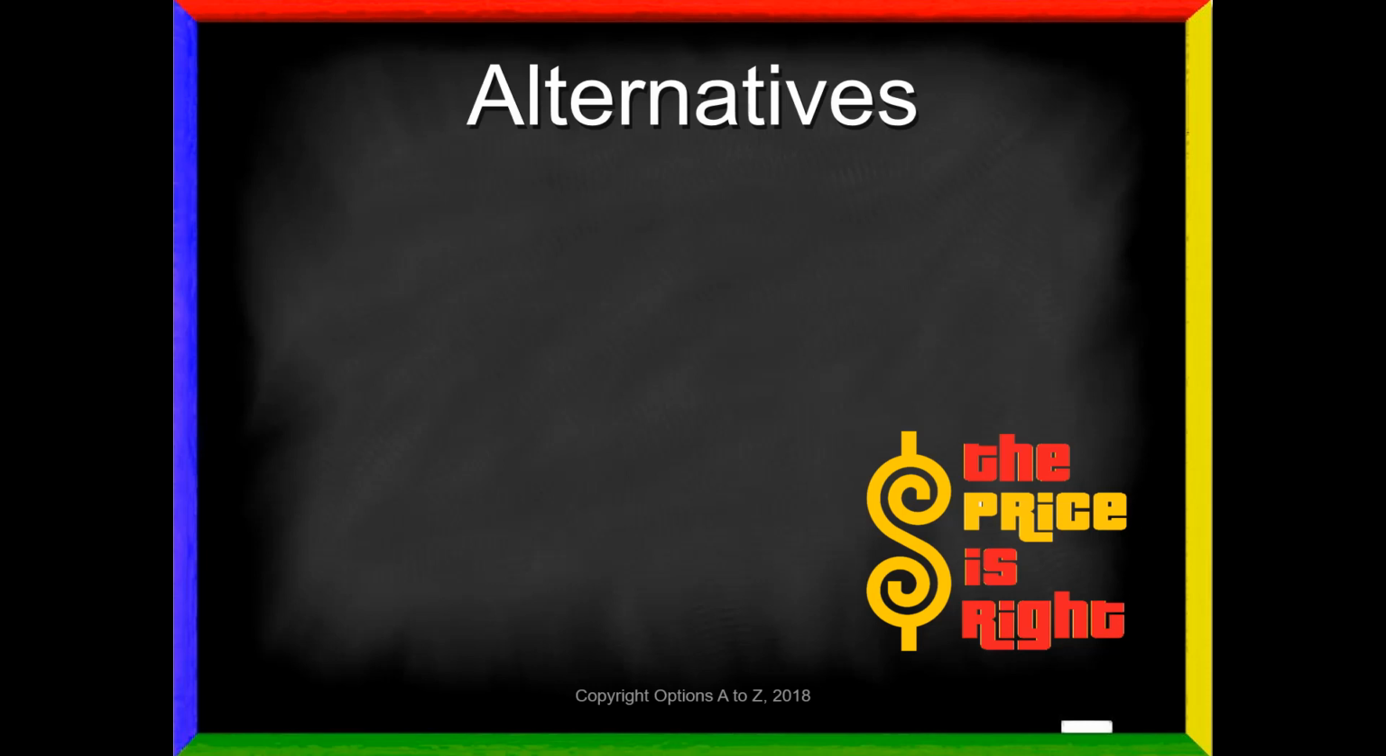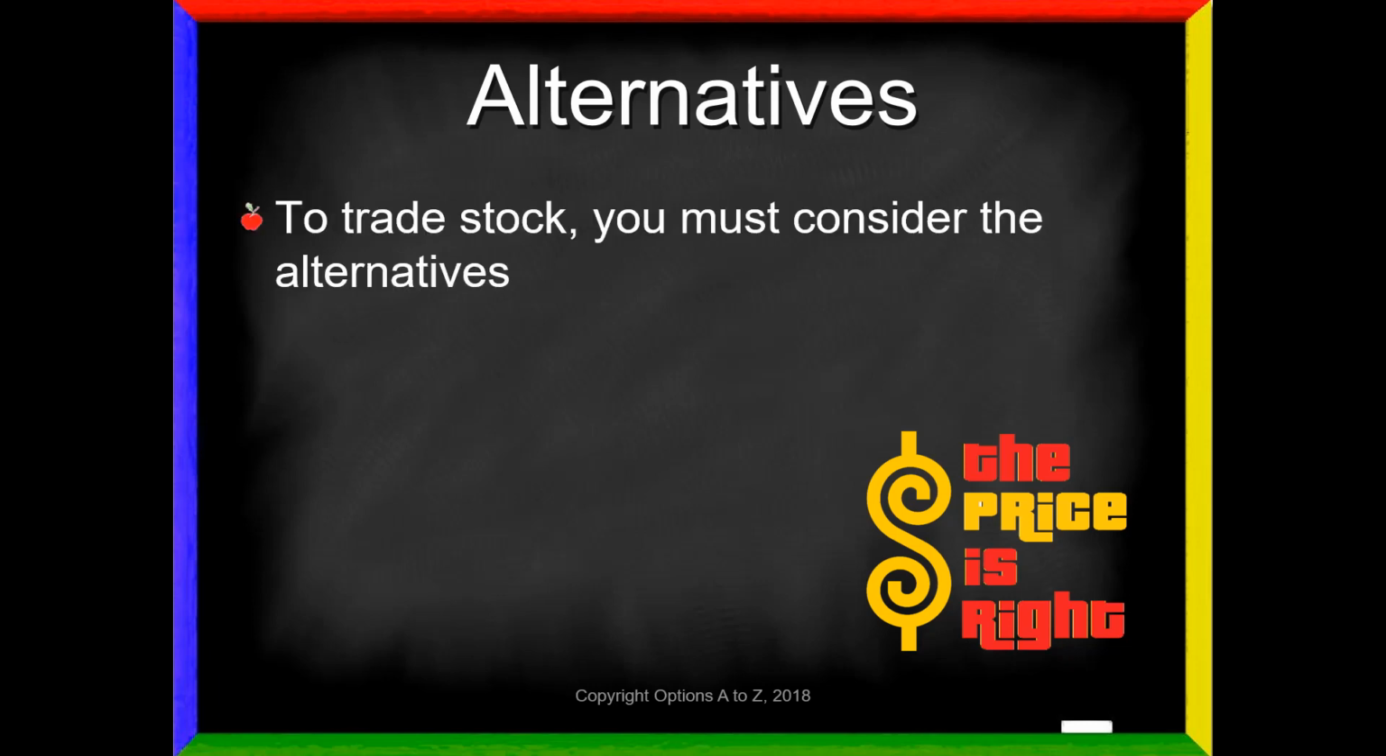So whenever you're going to take off on a particular strategy and come up with some outlook, whether you think the stock is going up or down, you have to consider the alternatives. What are my choices? What do I get to choose from? Well, the first one is very obvious. You can trade the shares of stock.